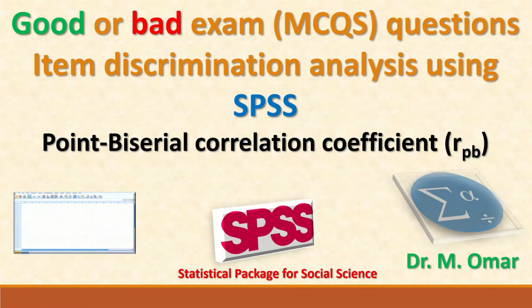Good or bad exam questions, multiple choice questions, can be assessed and examined. Each question within an exam paper can be analyzed and examined using item discrimination in SPSS, a statistical test that determines the point-biserial correlation coefficient. It is one of the methods to analyze questions or items in an exam.